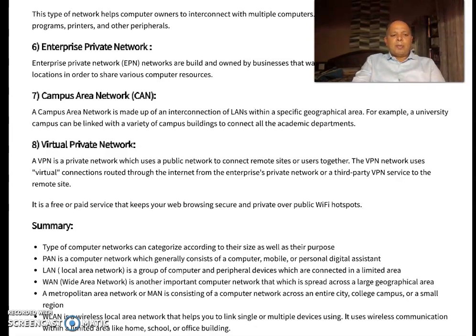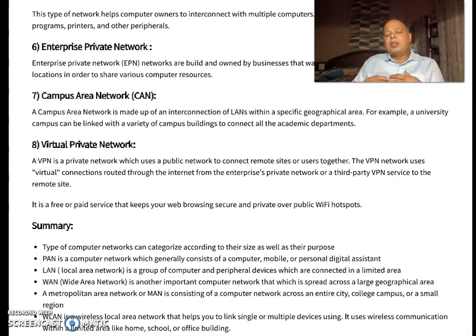Just to summarize whatever we have seen so far: types of computer networks can be categorized according to their size. Depending on the size, they can be categorized as LAN, the smaller networks; even smaller are PANs, personal area networks; then comes the WAN, wide area network, which is typically a combination of LANs; and then comes the metropolitan area network, which encompasses a metropolitan city.